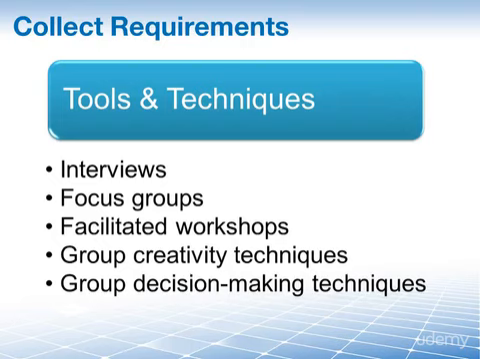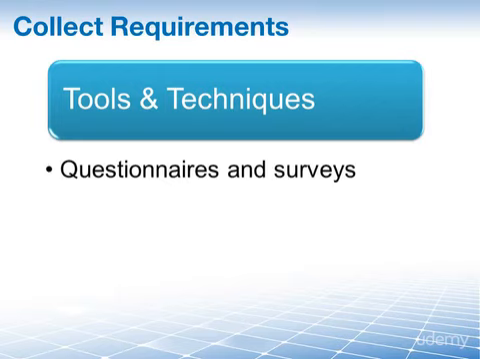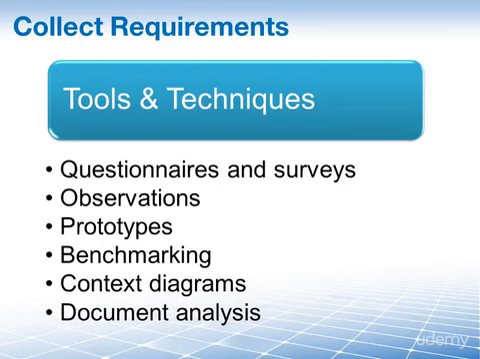So we're going to review the various methods used to reach group decisions. We have 6 more tools and techniques to get to, but we'll get to those in part 2. So just briefly, they are going to be questionnaires and surveys, observations, prototypes, benchmarking, context diagrams, and document analysis. But more about those in part 2.